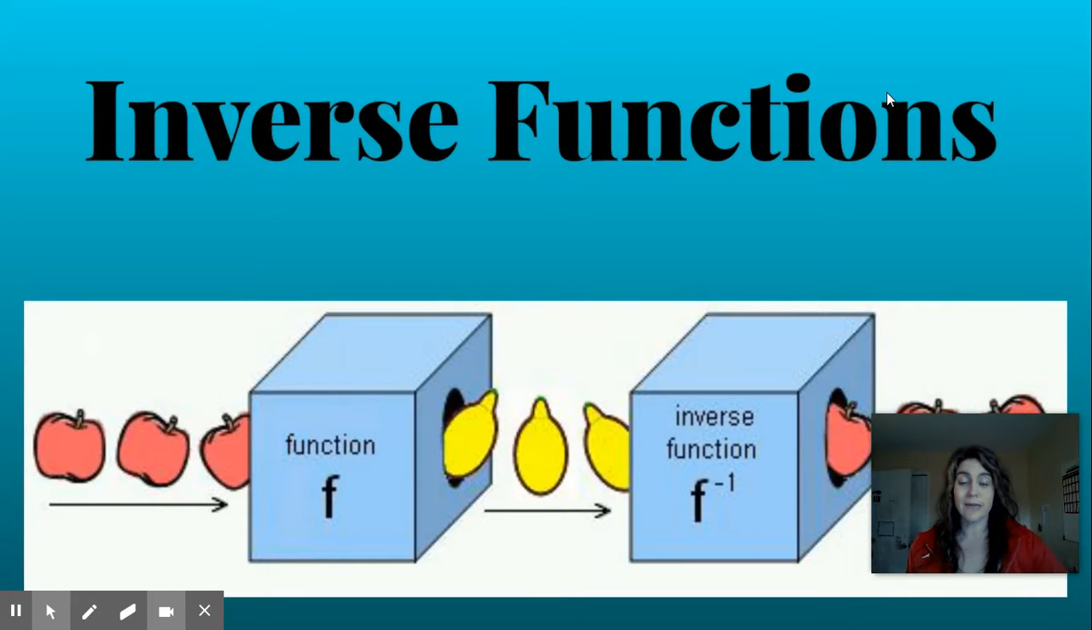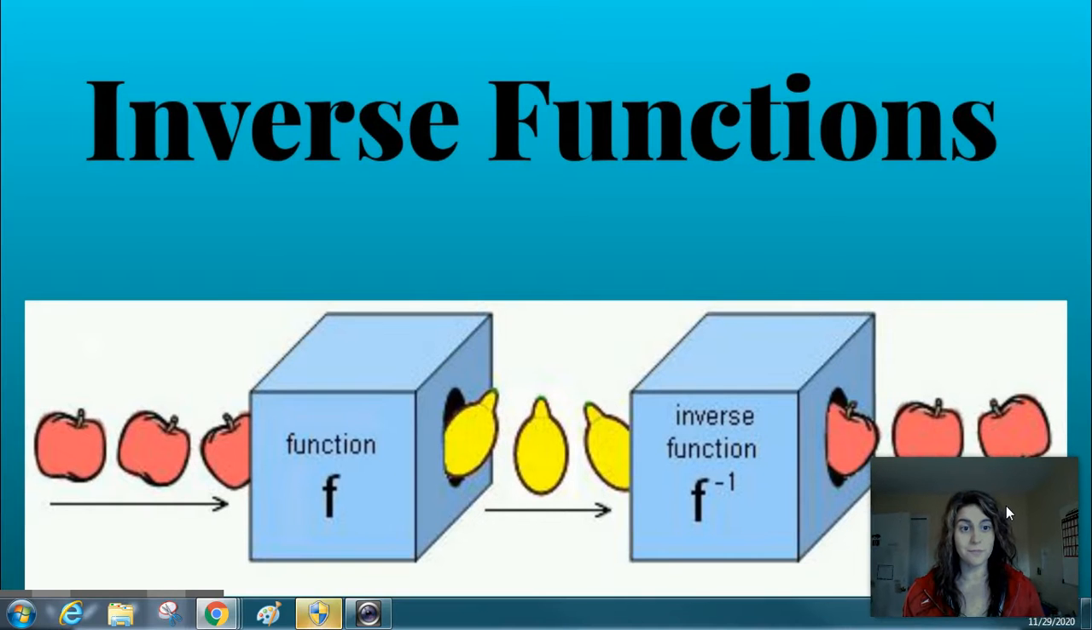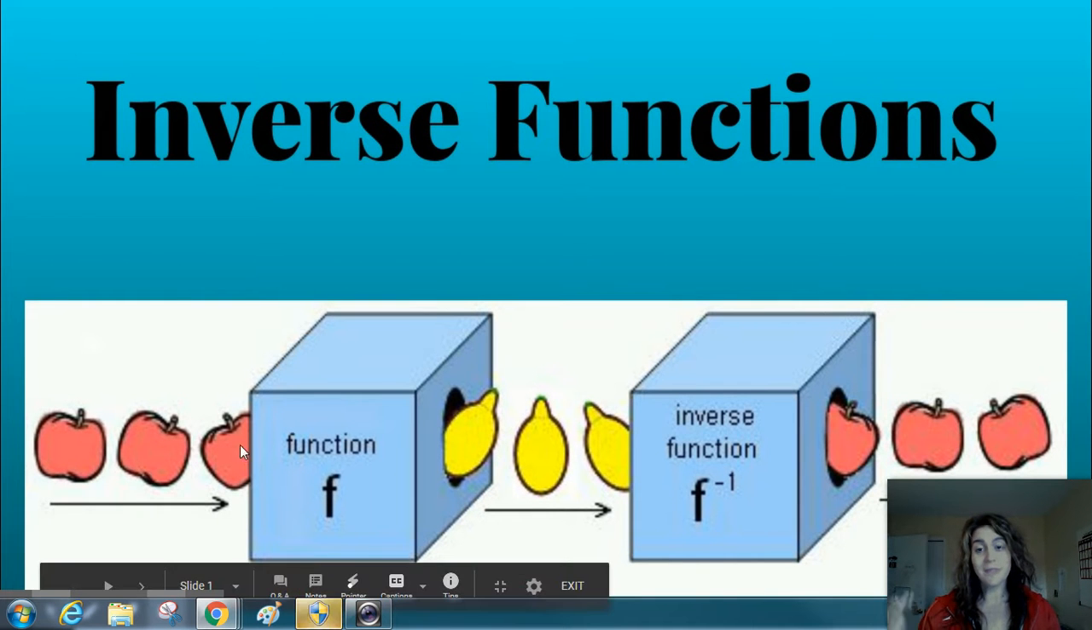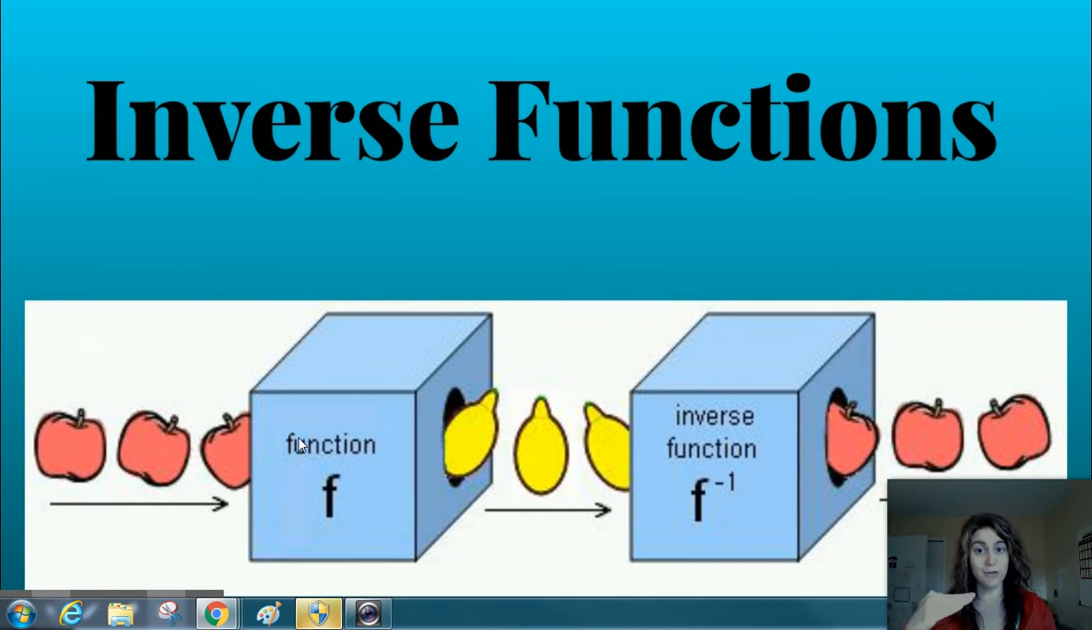But now we're going to take a look at functions in general. As this comic strip shows you, it goes into this function as an apple and it comes out as a lemon. So the input is apple, output is lemon. If I want to get back to apple, I need to have an inverse function. I need a function that I can plug the lemons into to come back out as apples.